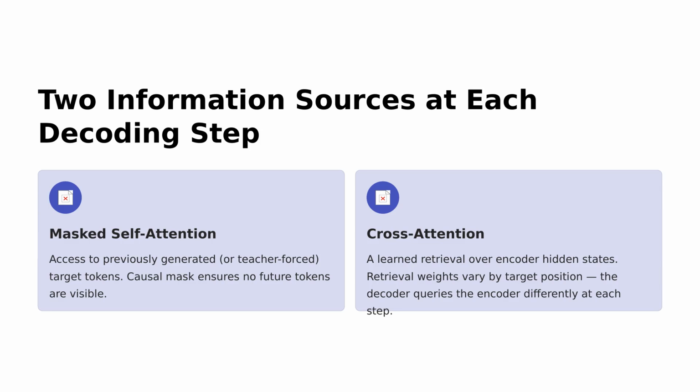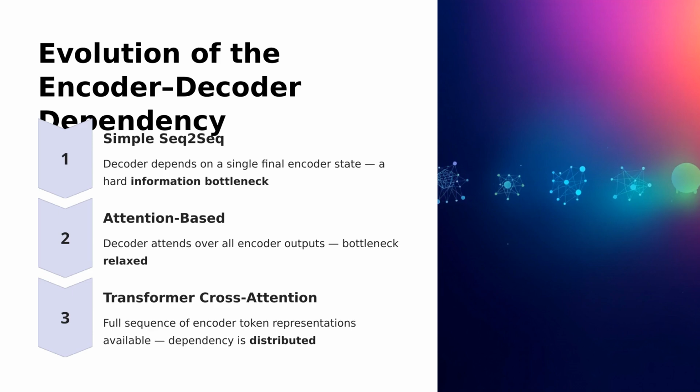At each decoding step, the decoder draws on 2 sources of information. First, masked self-attention lets it look back at previously generated or teacher-forced target tokens, while a causal mask blocks any view of future tokens. Second, cross-attention lets the decoder retrieve relevant information from the encoder's hidden states. Those retrieval weights change at each target position, so the decoder can query the source differently as it generates each token.